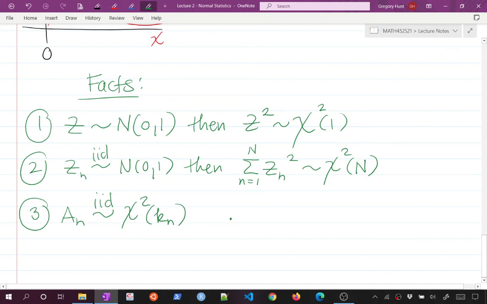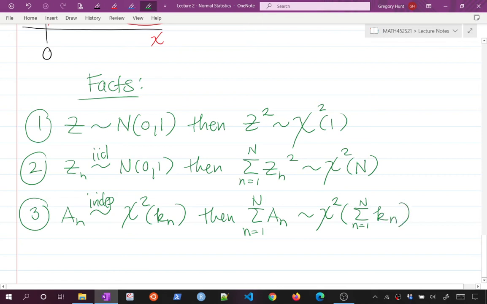So A1 is chi-squared, not IID, independent. Sorry about that. So A1 is chi-squared with 1 degree of freedom. A2 is chi-squared with k2 degrees of freedom, A3 is chi-squared with k3 degrees of freedom. Then if I sum up my A_n, these are going to have a chi-squared distribution, and the degrees of freedom is going to be the sum of the degrees of freedom.